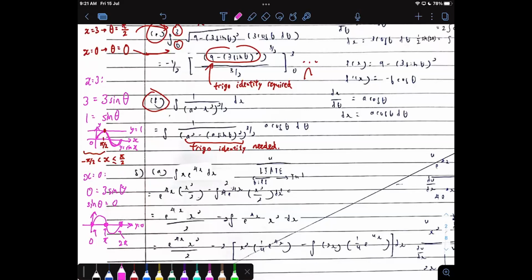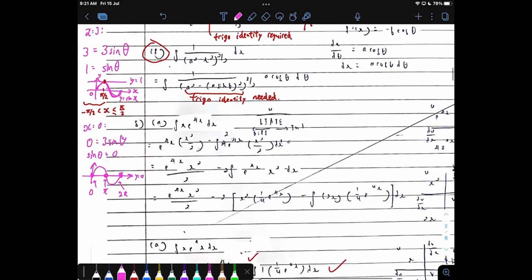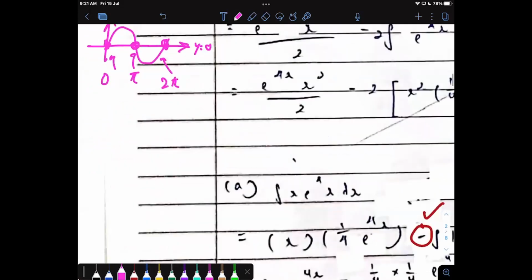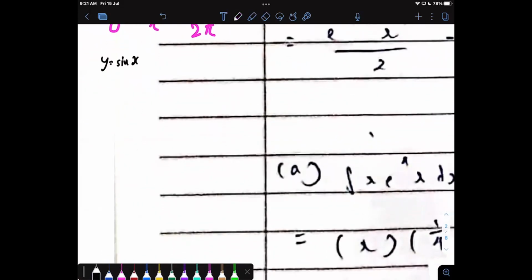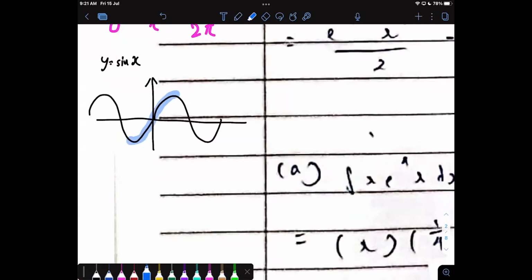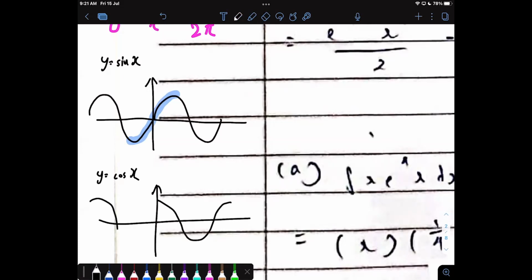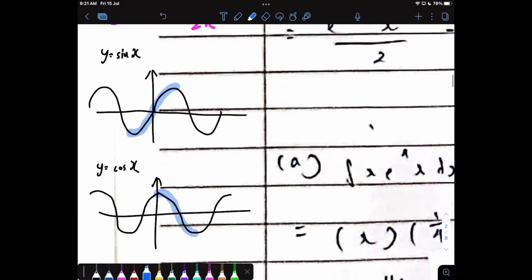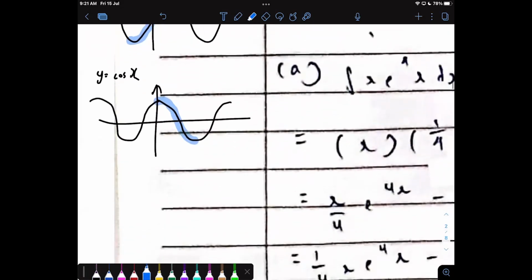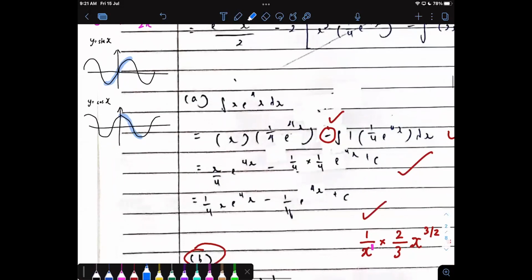Let me tell you what are the things you should remember. As a side note, focus on this part of the curve. So then how about cosine x? Let me draw it first. Focus on this part of the curve. Okay, and the last one is y equals tangent x.